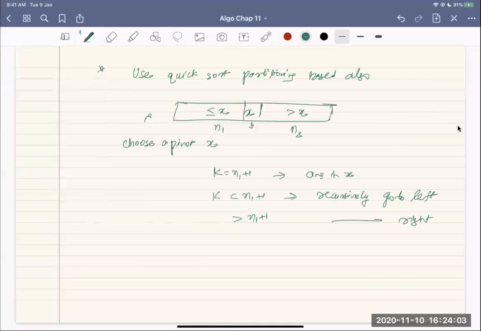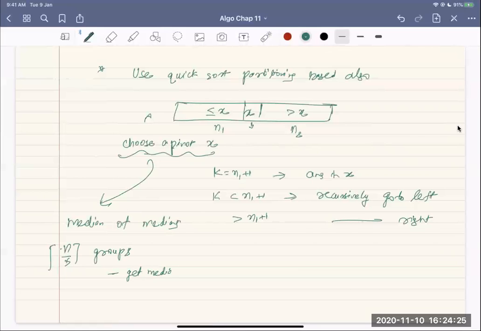Now what you do interesting here is, you say okay, choose a pivot by taking the median of medians: divide into n by 5 groups, get the median of each, and take their median by a recursive call. Because how do you find the median of n by 5 elements? You have to go back to the same algorithm. So you recursively use the same algorithm that you're developing. Okay. So that's how you find a pivot.